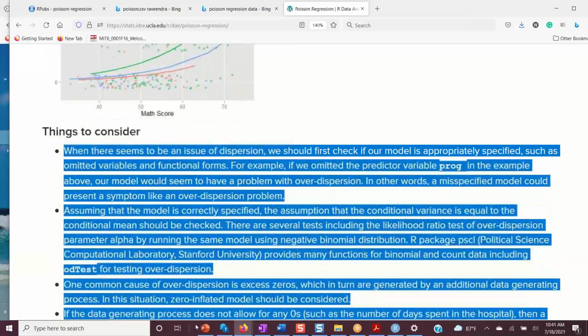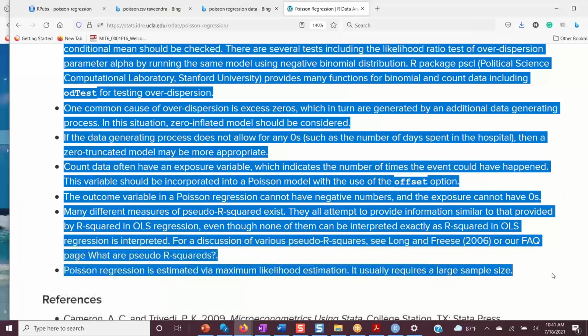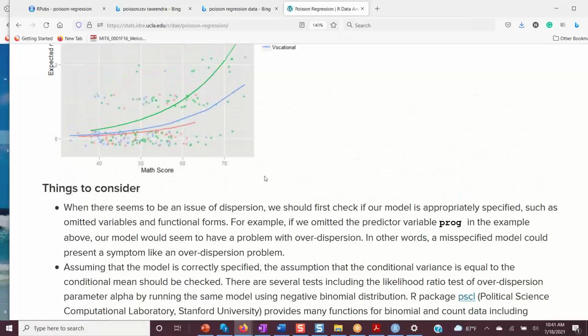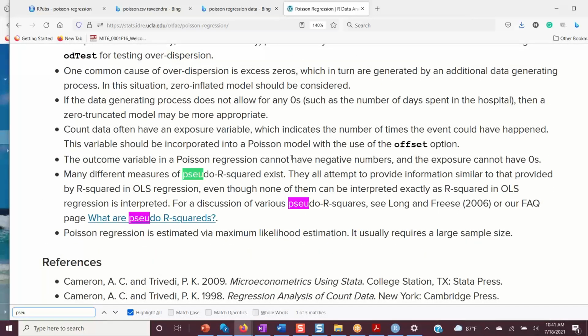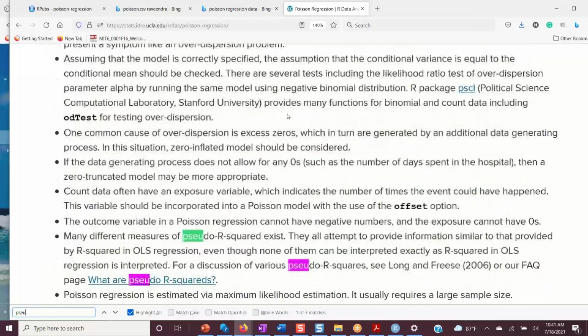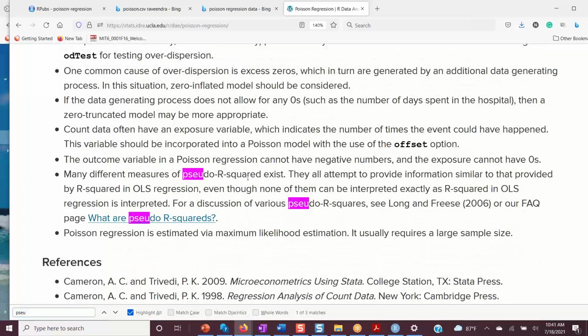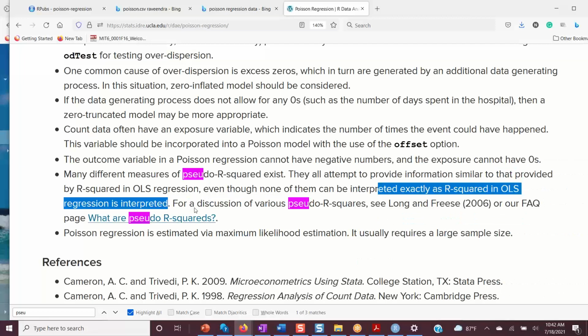Yes, sir. I have a doubt about R square, pseudo R square. Wait, one second. Pseudo R square. So that is coming under the things to consider, right? Many different measures of pseudo R square exist. Pseudo R square means it is similar to R square, but it's not R square, because you cannot do R square here. So you use likelihood values as if it is R square. They all attempt to provide information similar to R square in OLS regression, even though none of them can be interpreted exactly as R square in OLS. That's what I'm trying to tell you.